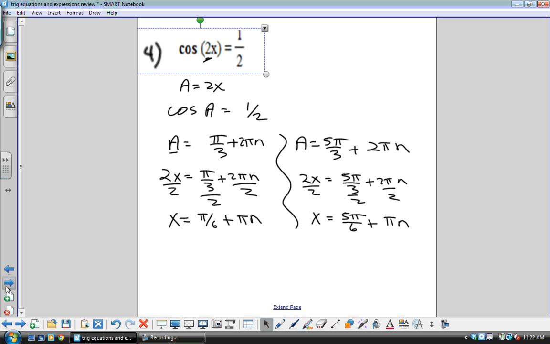Okay, now if we let n equal 0, then we'll just get pi over 6 and 5 pi over 6. And if we let n equal 1 here, then that would just be pi, or we could think of it as 6 pi over 6. So pi over 6 plus 6 pi over 6 is going to give me 7 pi over 6.